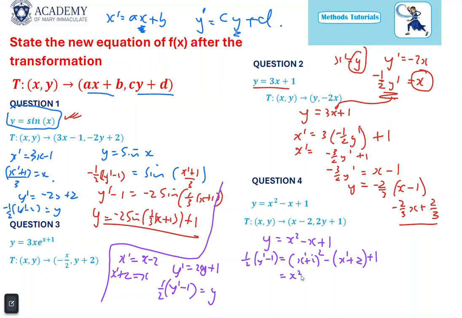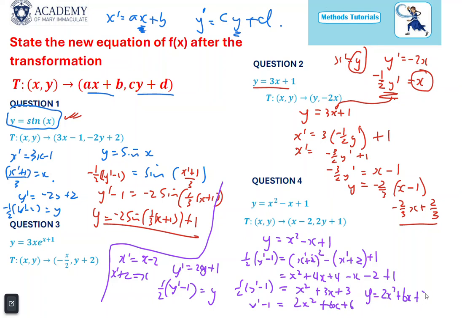And that's x squared, that's a 2 there, plus 4x plus 4 minus x minus 2 plus 1, which is x squared plus 3x, 4 minus 2 plus 3, is a half y dash minus 1. Y dash minus 1 equals 2x squared plus 6x plus 6. And when the 1 goes over, that gives me my new rule of y equals 2x squared plus 6x plus 7 as being the final answer.